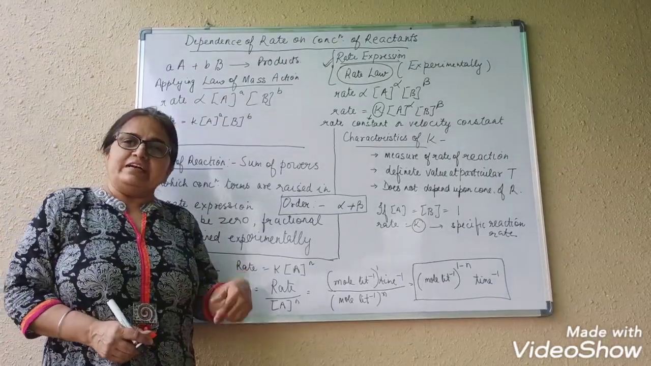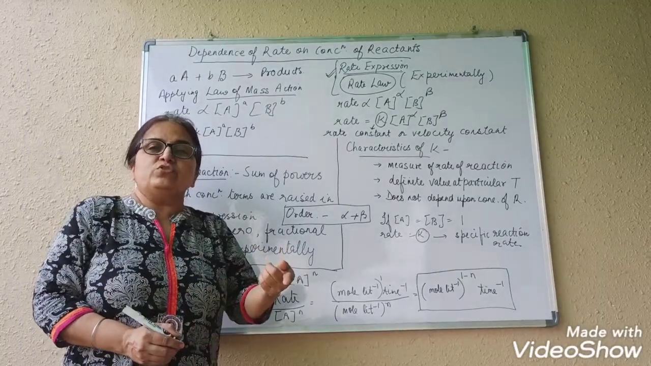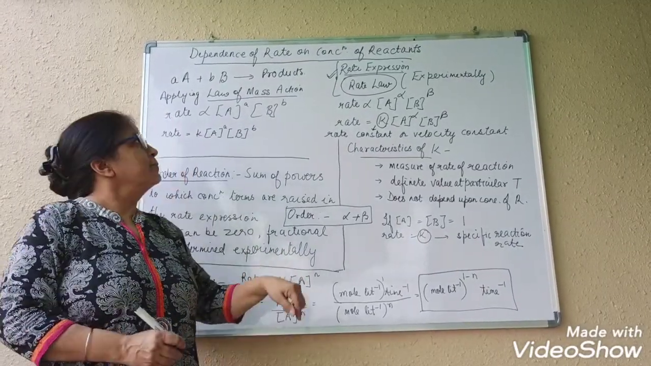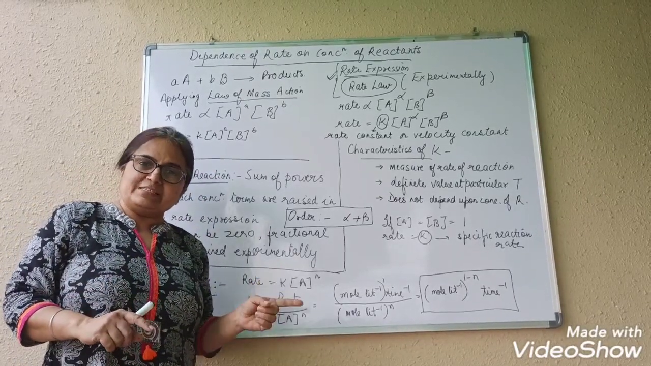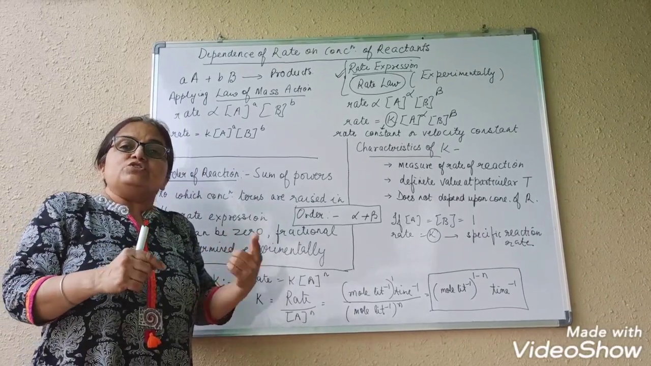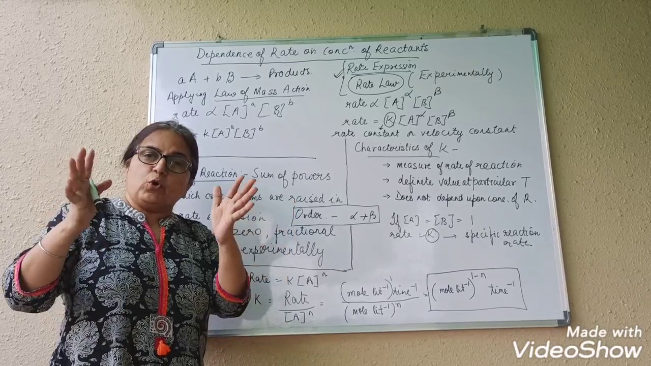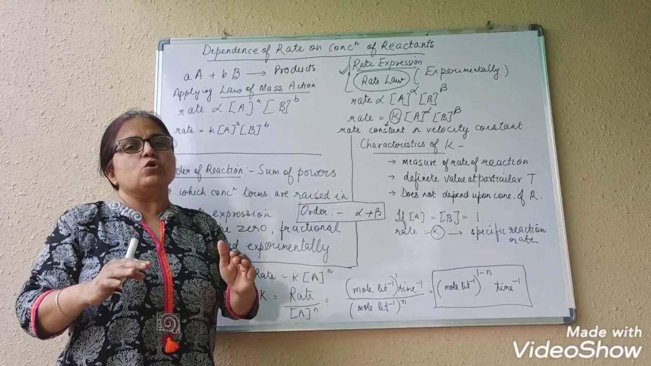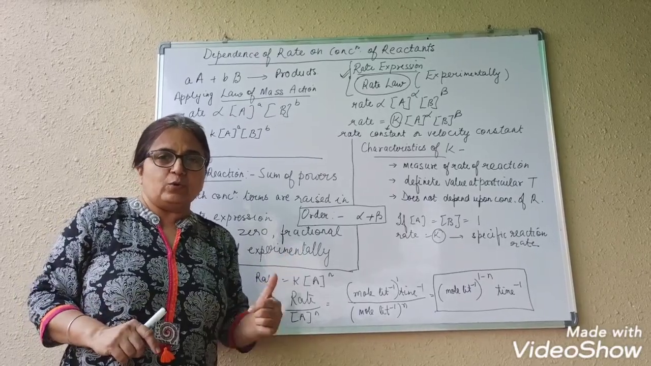Students, today we will discuss in detail how the rate of reaction depends upon the concentration of the reactants. If you remember, in the law of mass action we discussed that at a particular temperature the rate of reaction is directly proportional to the product of active masses, or we can say the concentration, of the reactants. We did that in equilibrium.